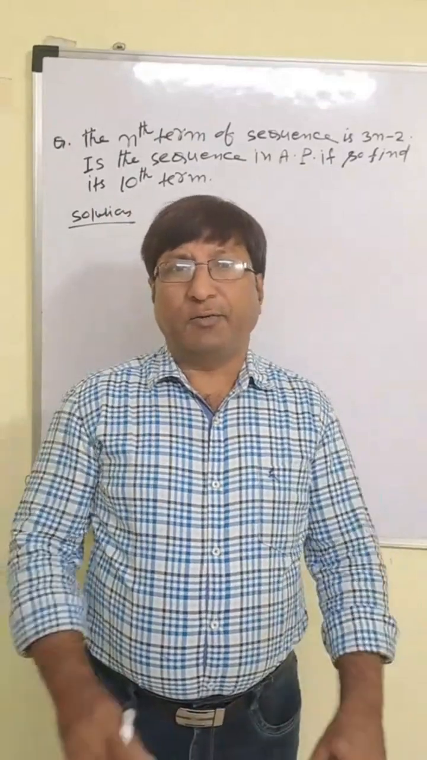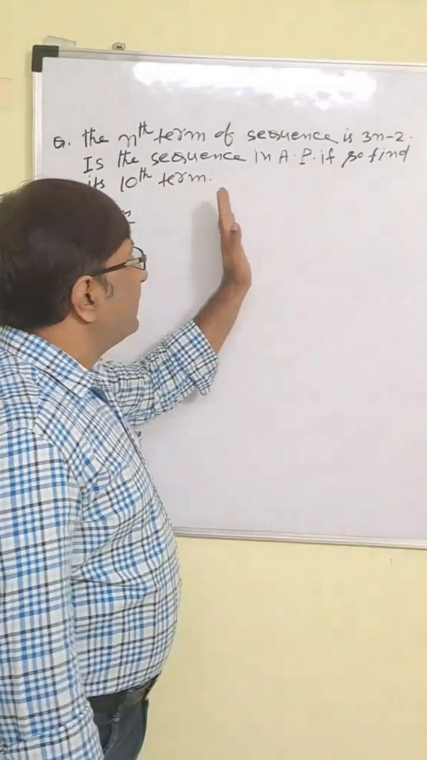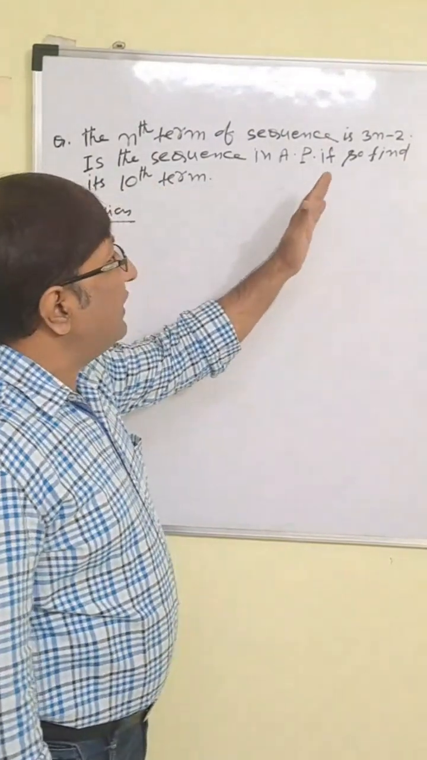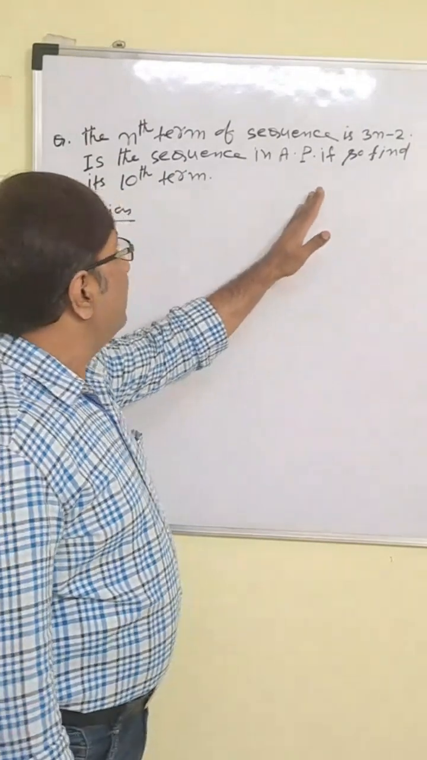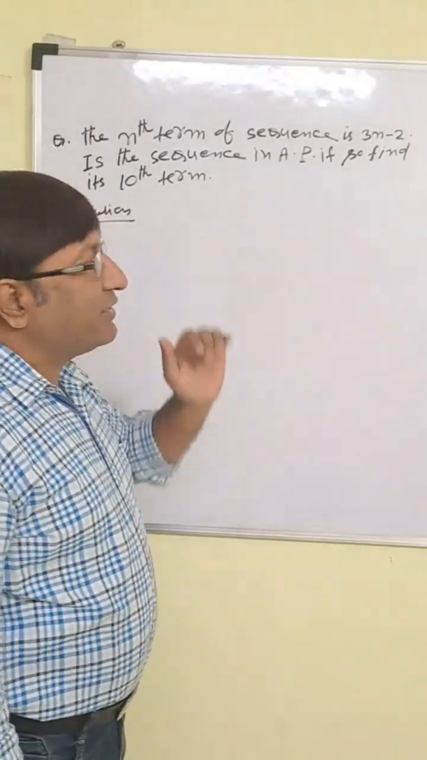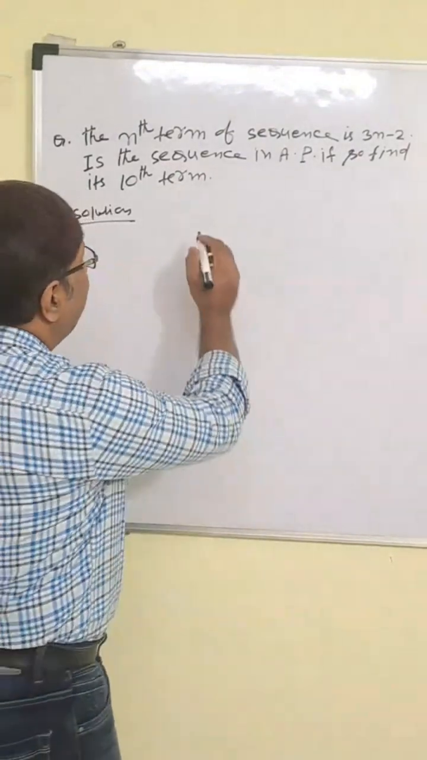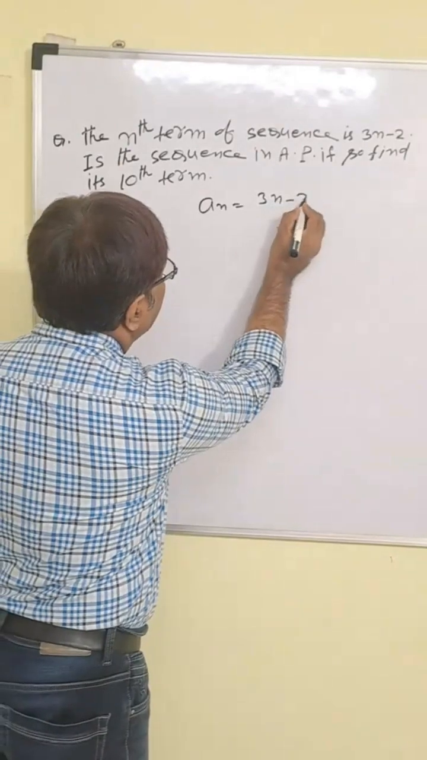Most important question of AP. Let us see the question. The nth term of the sequence is 3n minus 2. Is the sequence in AP? If so, find the 10th term. First, it is given the nth term of the sequence. That means an is given as 3n minus 2.